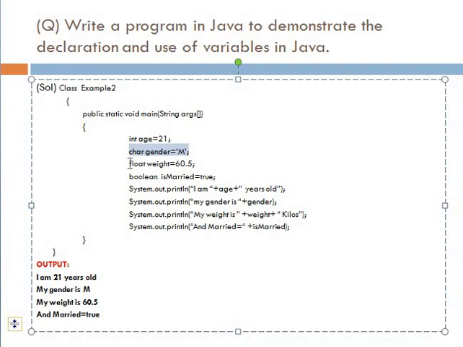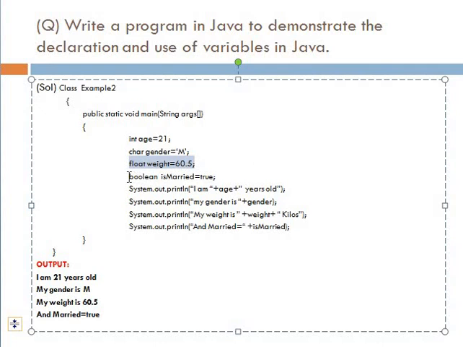Now see the next statement. It says float weight equal to 60.5. Now in this statement the value 60.5 has been assigned to the variable called weight. And since 60.5 is a fractional value consisting of a decimal part, this variable weight has to be declared with the float data type, as float is the data type which can accept fractional values such as 60.5.